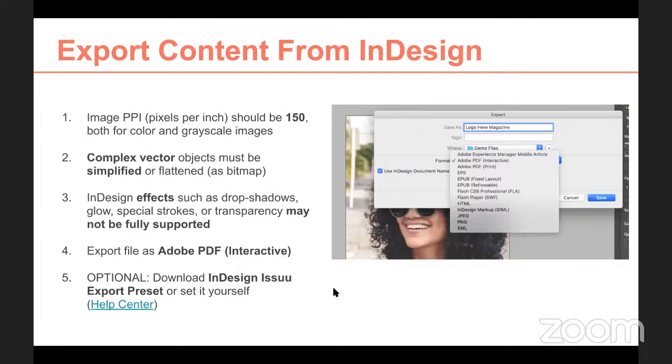Here as well, you could see how you can export your content from InDesign. Again, make sure that your PPI is 150 and under. Any complex vector object should be simplified and flattened. And we do recommend using vectors for any of your images. This is just to ensure that when it is converted in our system, the integrity and the quality of the image remains the same.